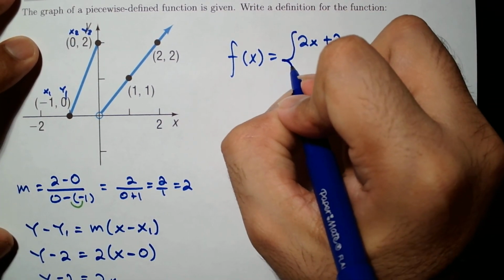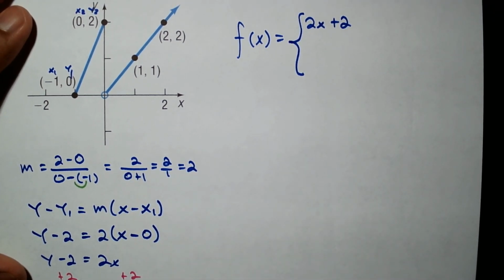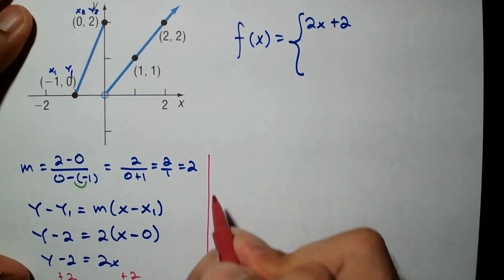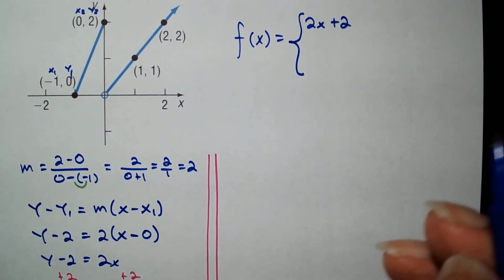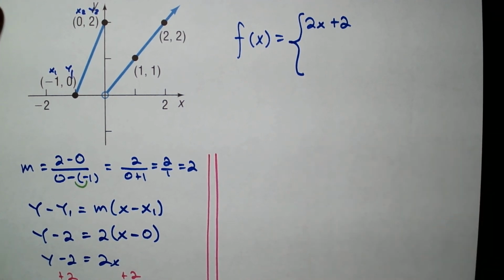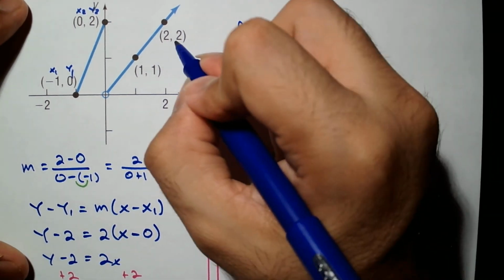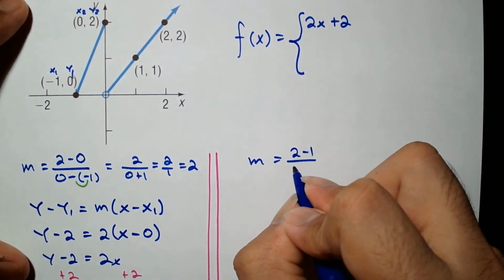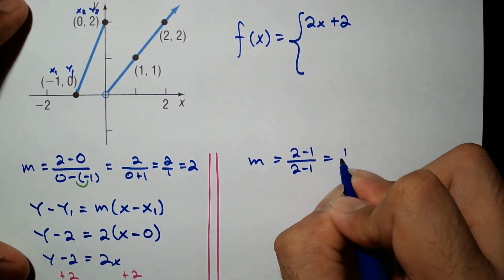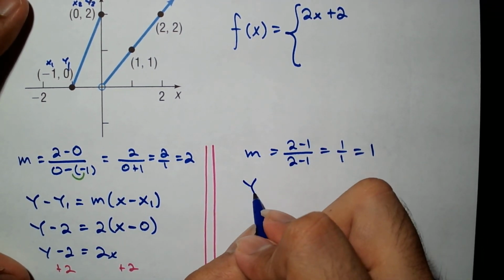So now for the other part of the function, I'm going to find the slope between these 2 points. Okay, so in this case, m, which is going to be y2 minus y1, that's 2 minus 1, over x2 minus x1, that's also 2 minus 1, which is 1 over 1, which reduces to 1. And then I'm going to use again the point slope form.